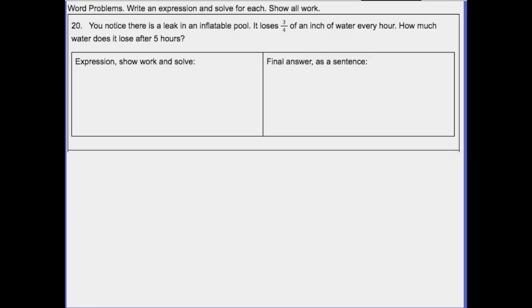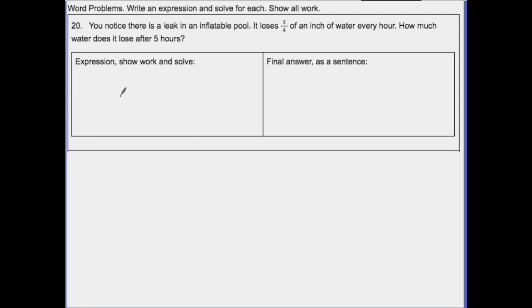All right, last part of this is word problems. So word problems we have to read very carefully. You notice there is a leak in an inflatable pool. It loses 3/4 of an inch of water every hour. How much water does it lose after 5 hours? Well, I know that if I'm having trouble with fractions, if it was 2 inches every hour, I would do 2 times 5, right?